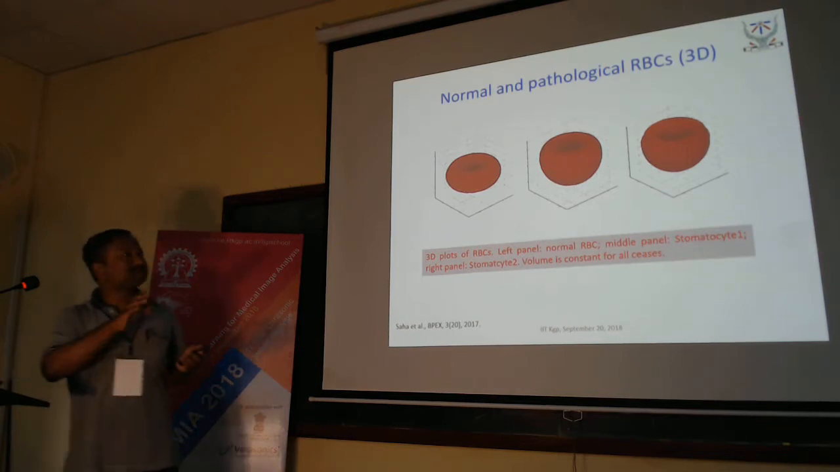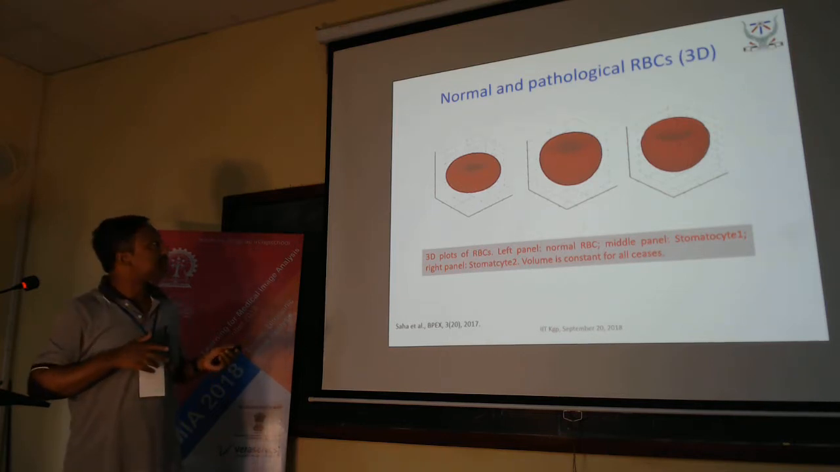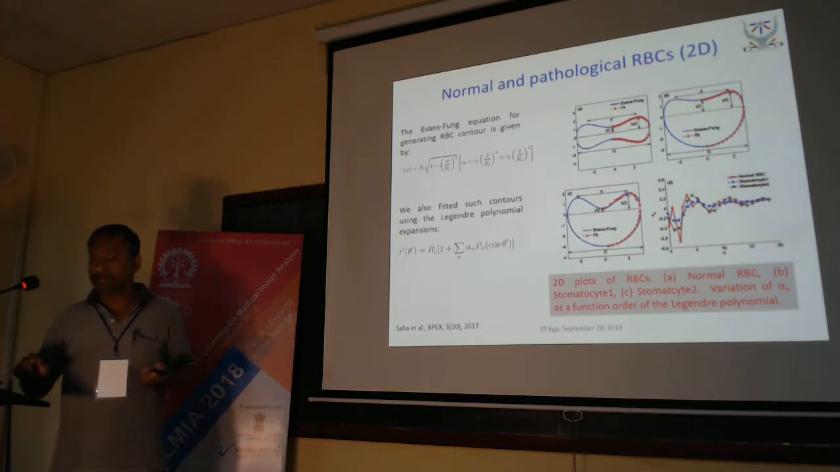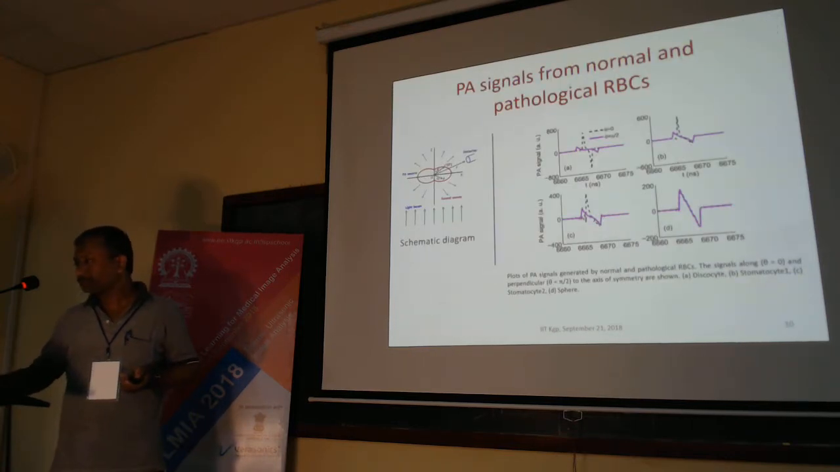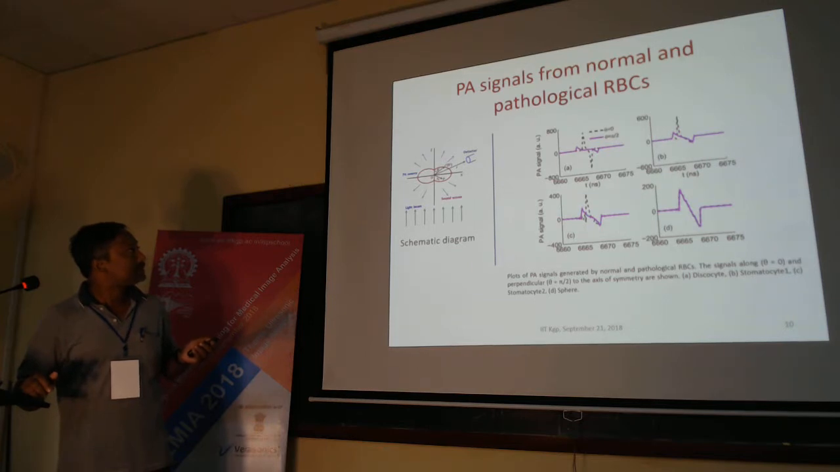You can produce this type of cells by manipulating the solution. If you change the salt concentration of the saline water, RBCs will start to deform. We propose that we can measure the signals from this type of shapes. Then what type of signal do we expect? We have seen that this is from a discocyte. If you measure from here, that is theta equals 0 degree, and if you measure from here, that is theta equals pi by 2, you will see this type of signals.